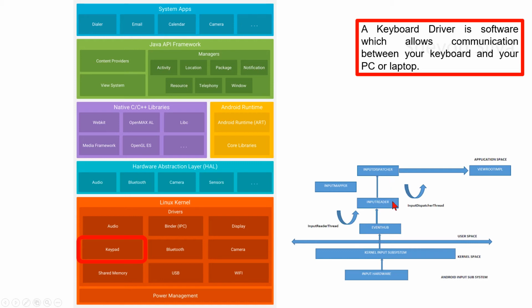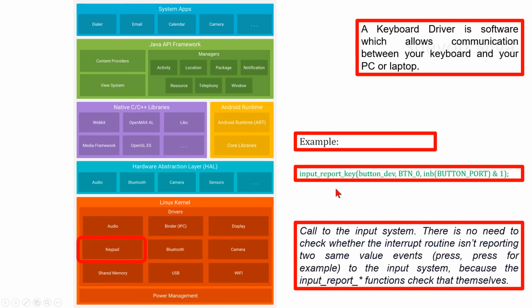Finally, the input reader sends the input event to the input dispatcher, which then sends the input to the appropriate window using the view root implementation. So this is the flow, and here you can see the input reader thread and input dispatcher thread, and this input mapper in between communication.